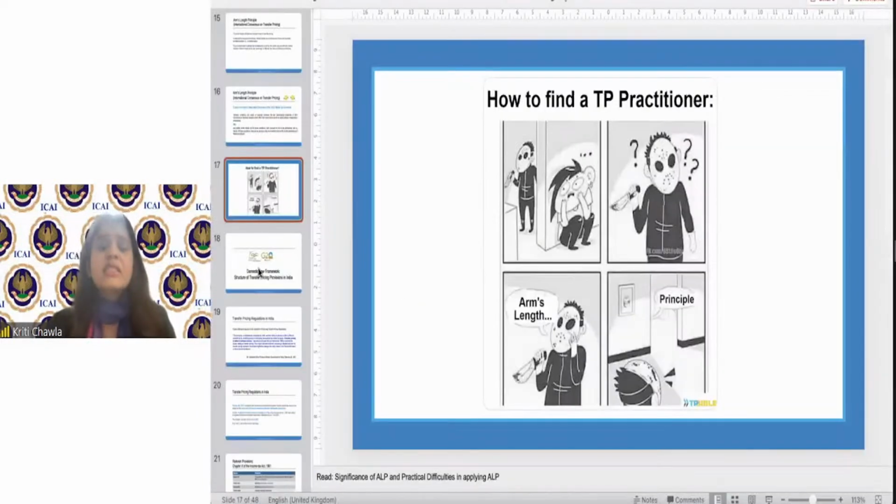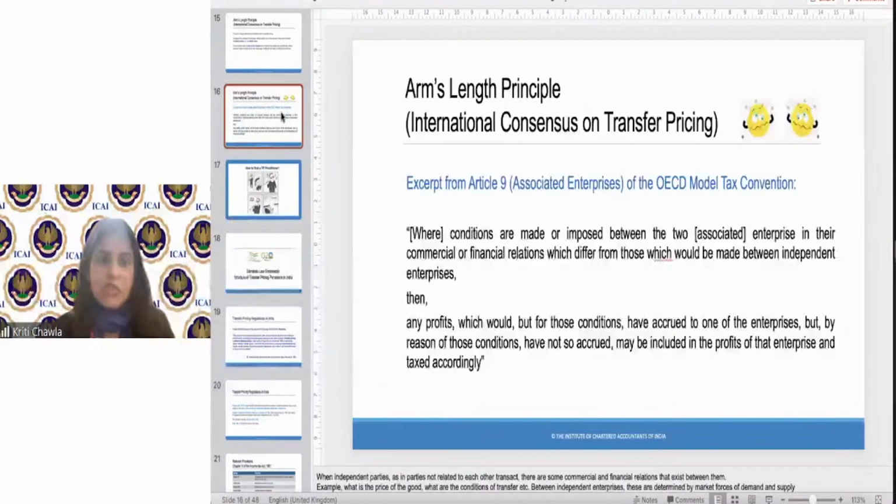If you read through the ICAI study manual, there are also these two topics, which are the significance of the arm's length principle and the practical difficulties in applying the arm's length principle. If you've understood slides till 16, you will be able to grasp those two theoretical paragraphs, and we will discuss them in the next lecture. So you will have to read through those two paragraphs and come back and see if there are any doubts. But if you've understood the concept, you'll be able to understand those theoretical concepts also.